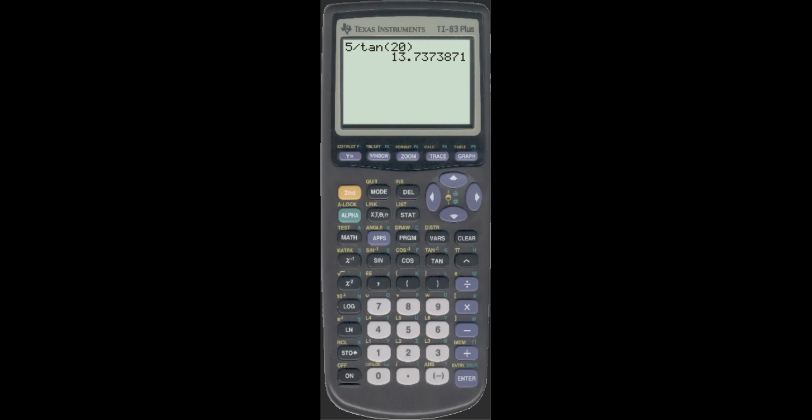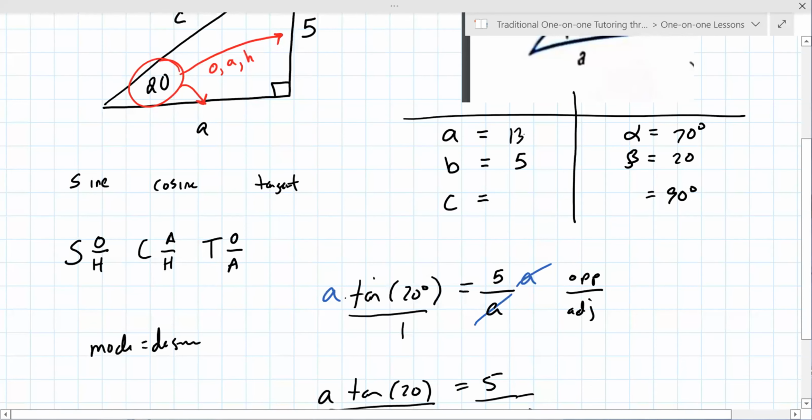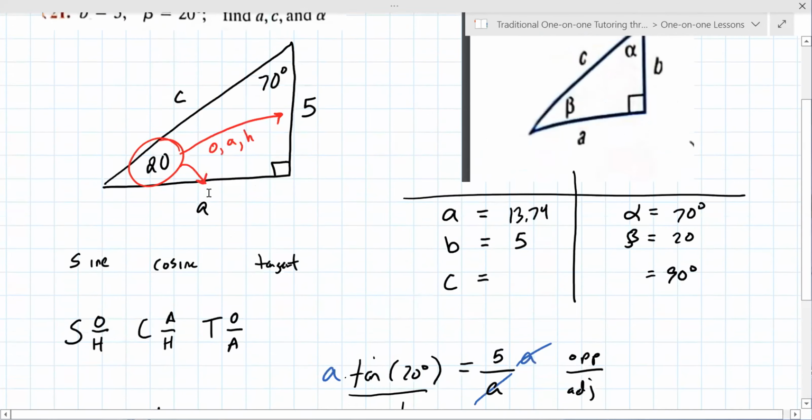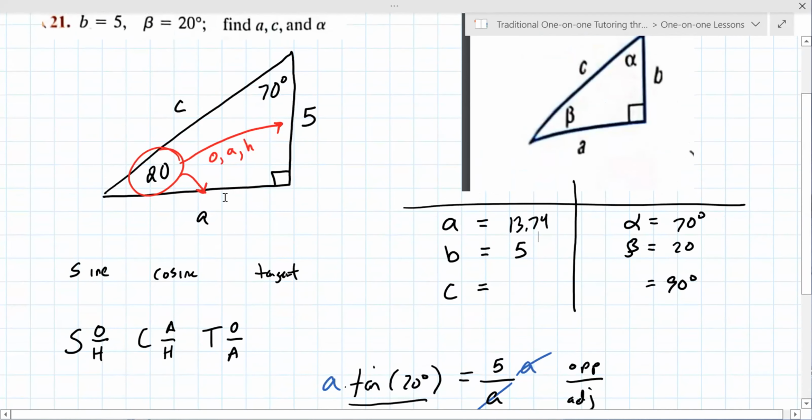And we found side A. Side A is 13.74. Now, how many decimal places to round to? Depends on what your instructor wants. If they don't specify, ask. Don't assume that it's anything, just ask. Or wait till somebody else asks in the class if you don't want to, I suppose.